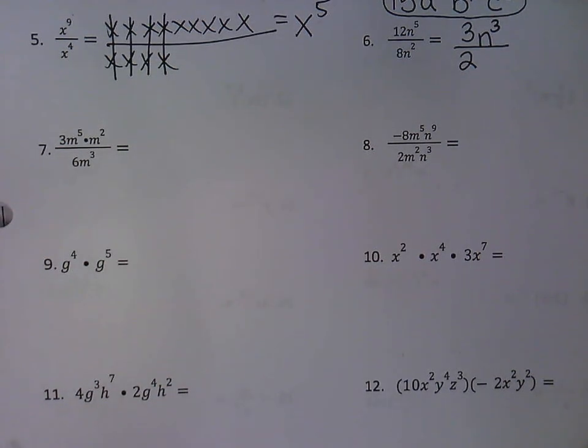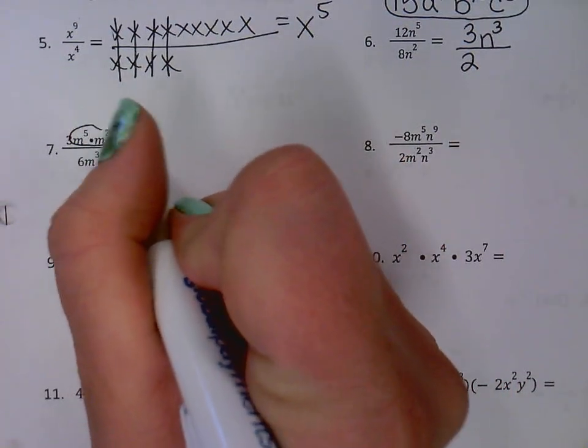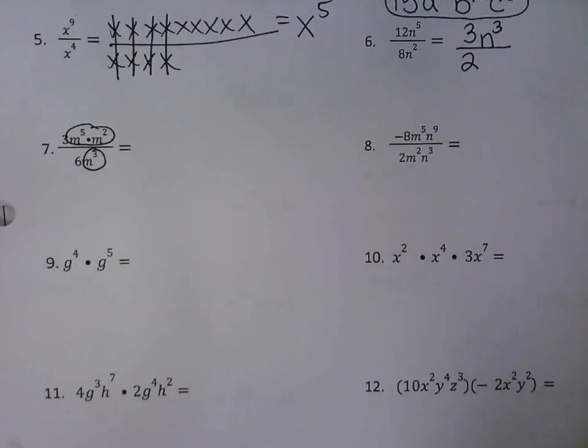All right. What about number 7? What is 3/6 simplified as a fraction? 1/2. And think about how many m's total you have in the numerator and how many m's would cancel away from the denominator. What would you have left?